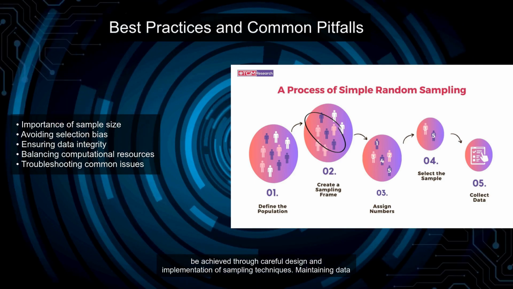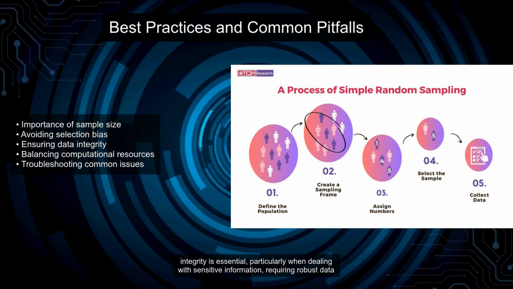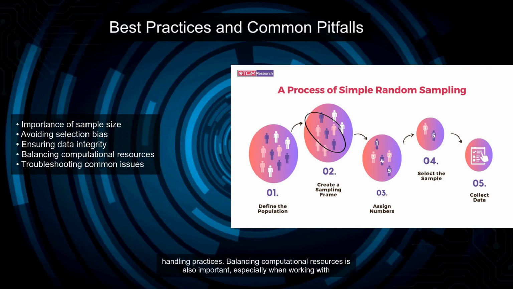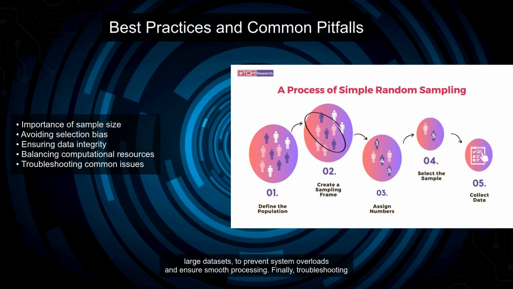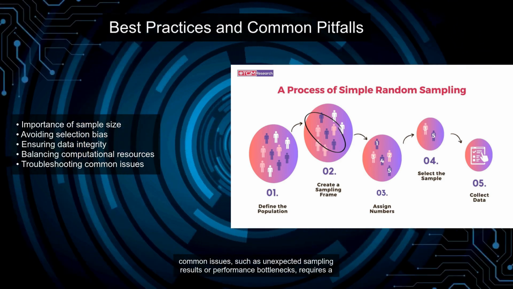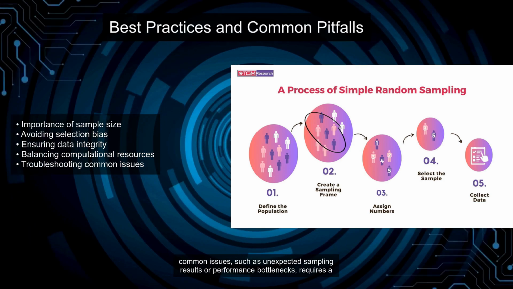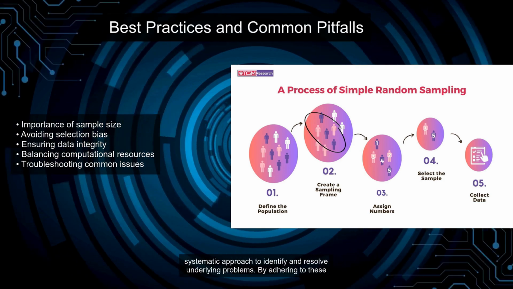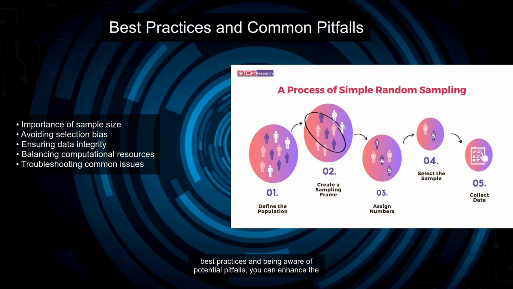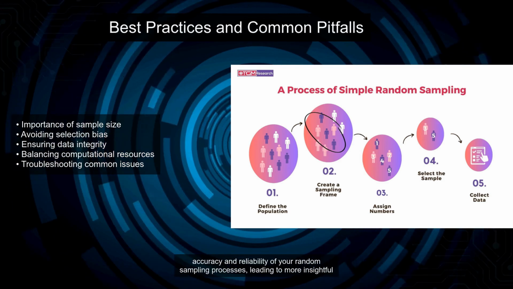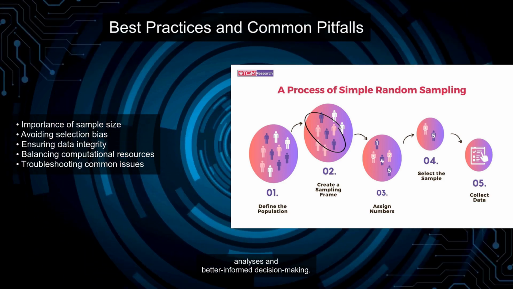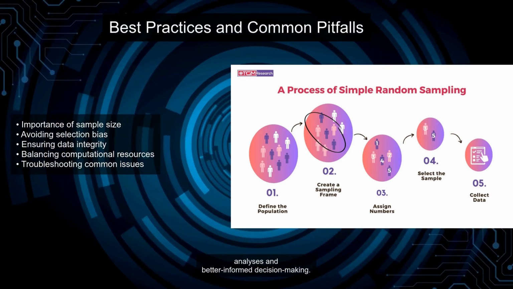Maintaining data integrity is essential, particularly when dealing with sensitive information, requiring robust data handling practices. Balancing computational resources is also important, especially when working with large datasets, to prevent system overloads and ensure smooth processing. Finally, troubleshooting common issues, such as unexpected sampling results or performance bottlenecks, requires a systematic approach to identify and resolve underlying problems. By adhering to these best practices and being aware of potential pitfalls, you can enhance the accuracy and reliability of your random sampling processes, leading to more insightful analyses and better informed decision-making.